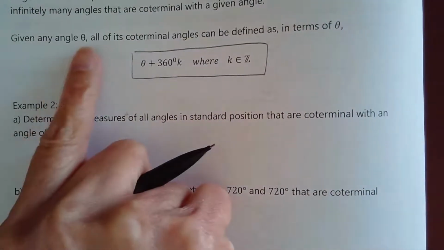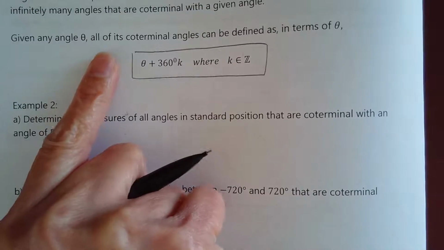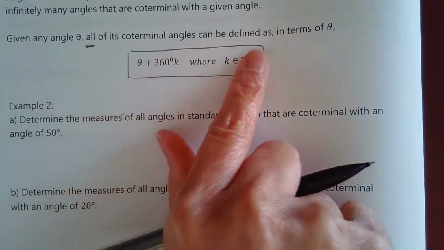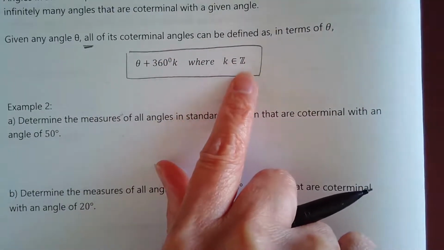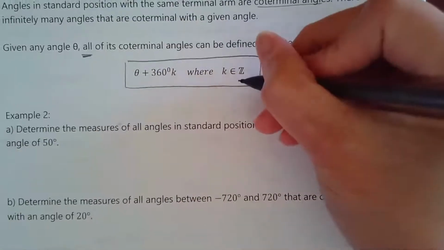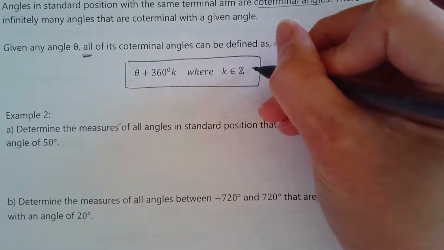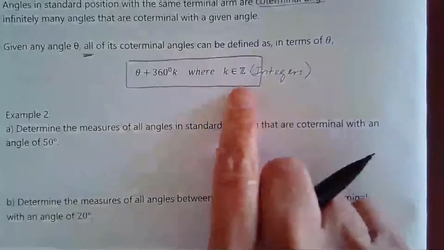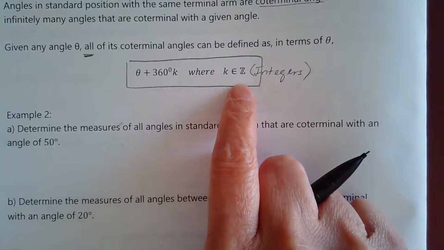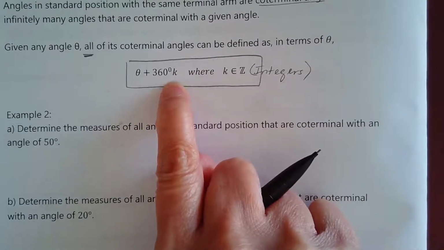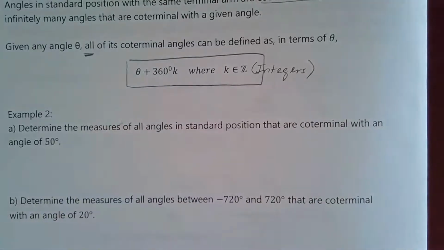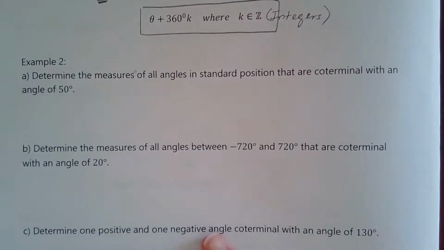So given an angle theta, when they say all of its coterminal angles can be defined in terms of theta, where k is an element of Z, that means Z is integers, which tells us how many rotations it is. So either one rotation, so k is 1, two rotations, so k is 2, three rotations, that means k is 3. And we could choose negative as well.